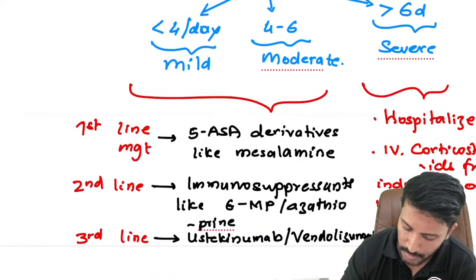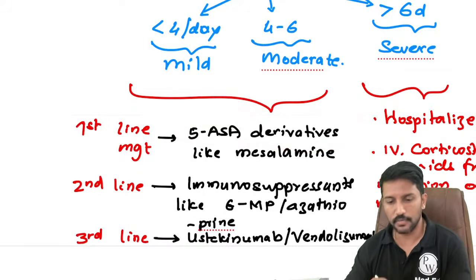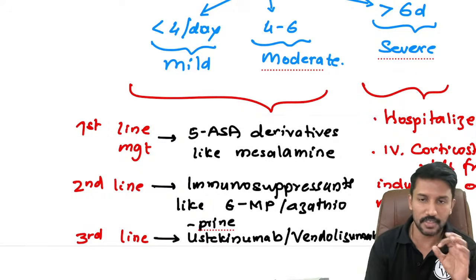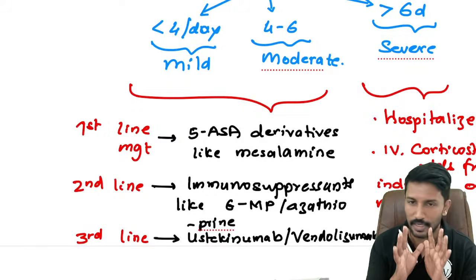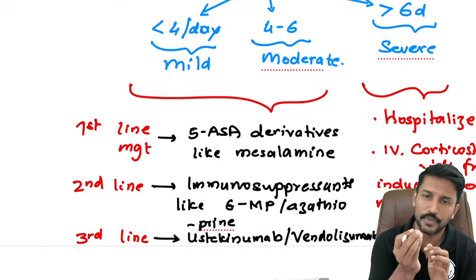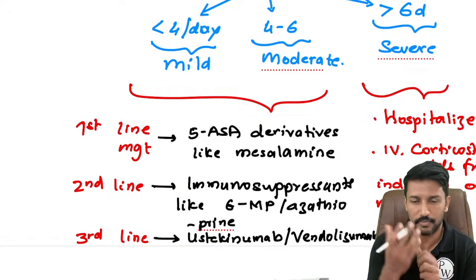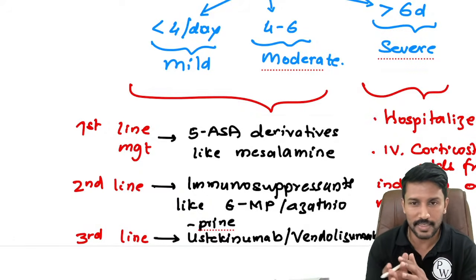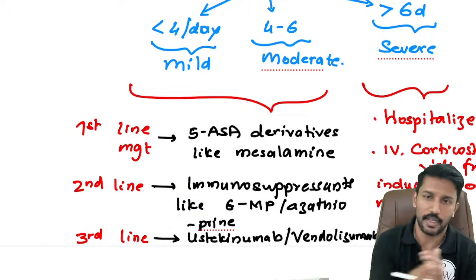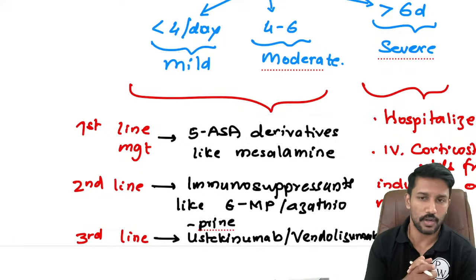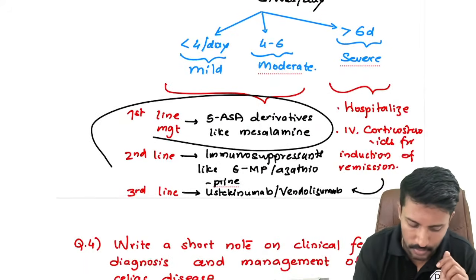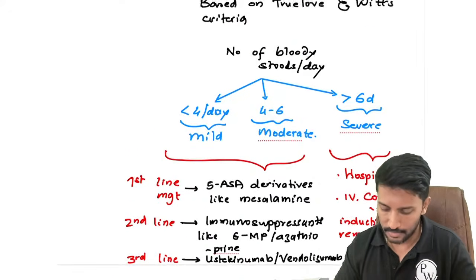The route of administration of 5-ASA derivatives depends. If it is ulcerative colitis where the inflammation is restricted to the rectum, which is invariably involved, right? So I can also give it per rectal, in the form of enemas or suppositories. If it is extending beyond the rectum, then I might have to think of giving oral, right? So the route of administration varies, but otherwise the drug of choice is going to be 5-ASA derivatives.